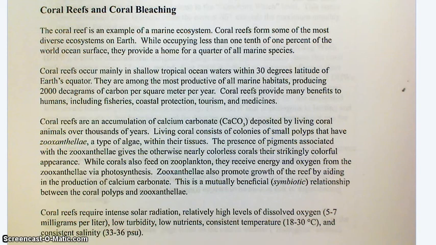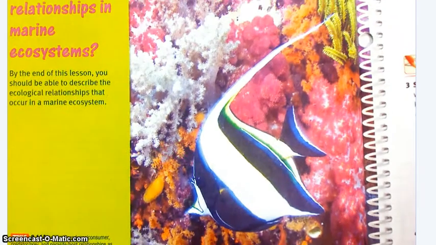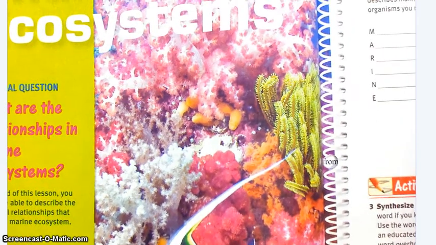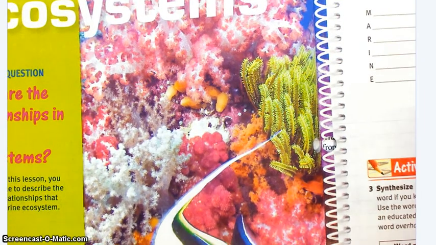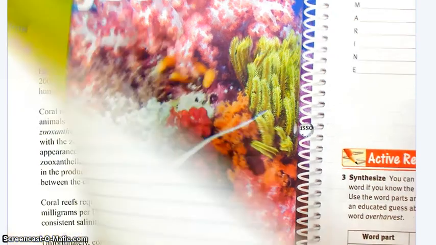All right, we're going to start the last section of Investigation 10A by talking about coral reefs and coral bleaching. The coral reef is an example of a marine ecosystem. If you are unfamiliar with a coral reef and what they look like, Unit 9, Lesson 4 has a great picture at the beginning of the lesson. Let me see if I can find it. Okay, so this is the beginning of Lesson 4, and you can see this is a coral reef ecosystem. Very colorful. There's lots of different forms of life in a coral reef ecosystem.